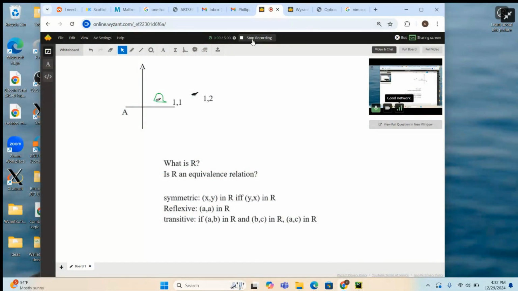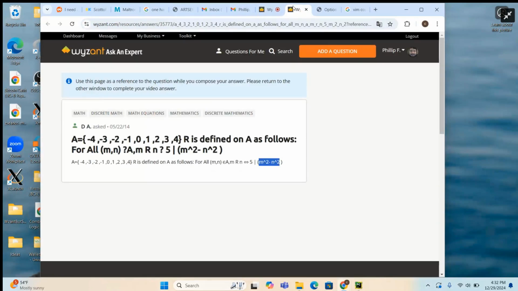Hey, I'm Philip. I'm going to be answering this question about A being some set that contains the integers from -4 to 4, and R being a relation on A as follows: for all ordered pairs in A cross A, M R N, which is a way to write (M, N) is in R, if and only if 5 divides M squared minus N squared.